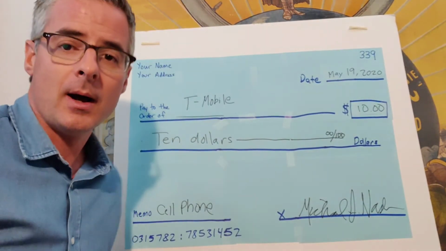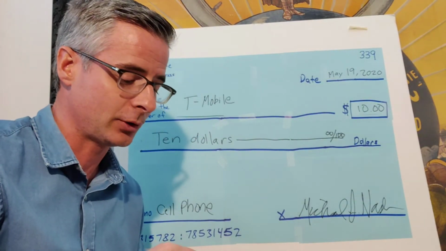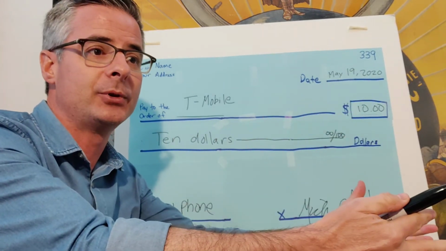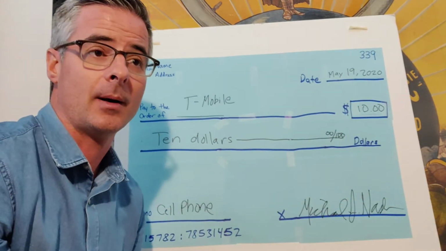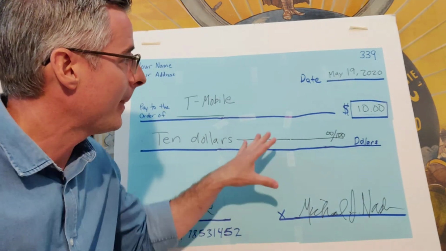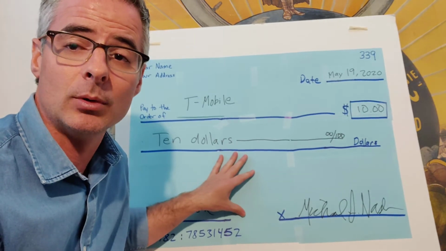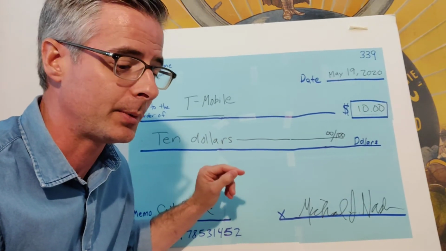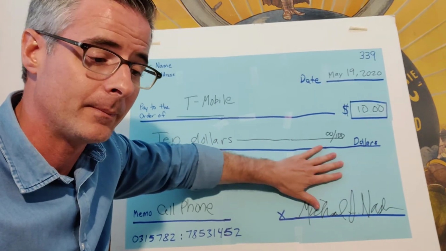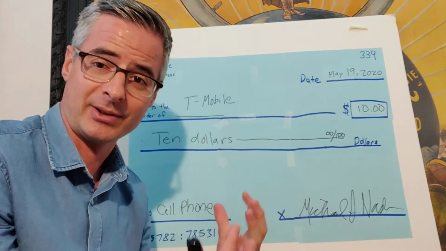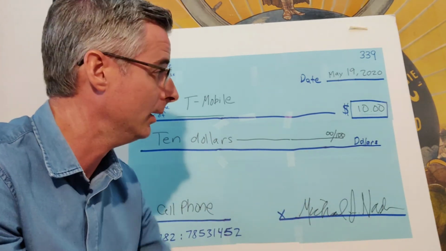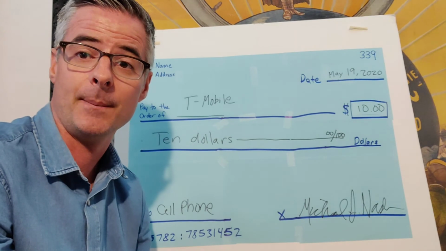All right, so now I've signed my check. It is official. I can now hand this check over to that store to buy something, or in this case, I can now mail this out to T-Mobile. I can put it in an envelope, put their address on it, slide this check into the envelope with my bill, put it in the mail. Mailman picks it up, and then it gets delivered to T-Mobile, and then they'll take the money out of my account for $10.